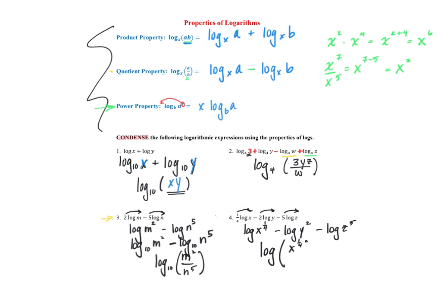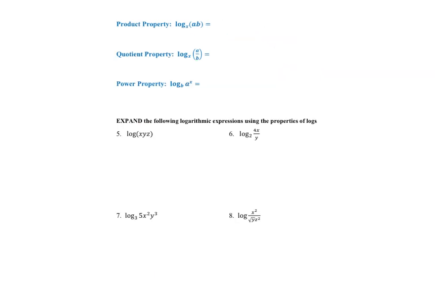The second log was subtracted from the first, so that means that y squared is going to go in the denominator. Now, the next log is subtracted as well, so that's going to put that z to the 5th in the denominator because you're always focusing off of how it builds off that first term. We're going to do the opposite for this section.